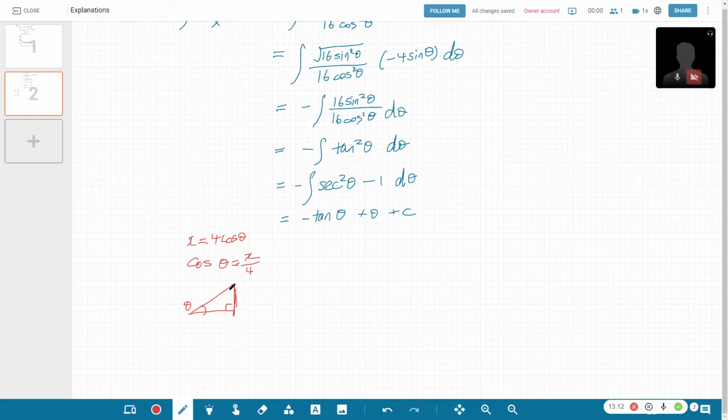Theta, and if cosine is adjacent over hypotenuse, we can do this. So this one will be, by Pythagoras theorem, square root of 16 minus x squared. So our tangent theta is opposite over adjacent, square root of 16 minus x squared over x. So the final answer will just be negative square root 16 minus x squared over x plus cosine inverse of x over 4 plus c. Final answer. Okay, just like this.